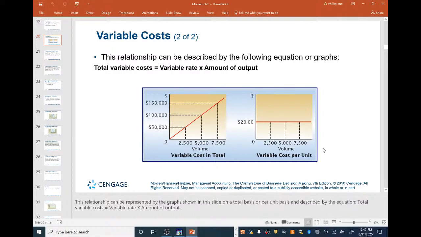However, variable cost in total is going to increase. If we produce 2,500 units, right, then the total variable cost is obviously going to be $50,000, because it's $20 per unit. 2,500 times $20 is 50,000. If we jump from producing 2,500 units to 5,000 units in volume, then obviously 5,000 times $20 is 100,000, and so on and so forth. Okay, but we can see the variable cost per unit is unchanged with the volume produced, whereas the variable cost in total does change because, once again, remember, it's dependent upon the amount of output, right?